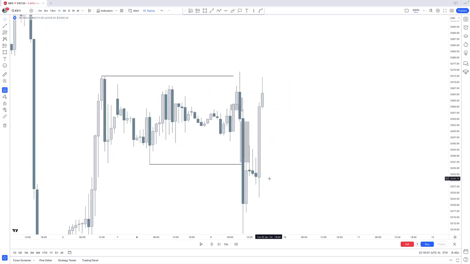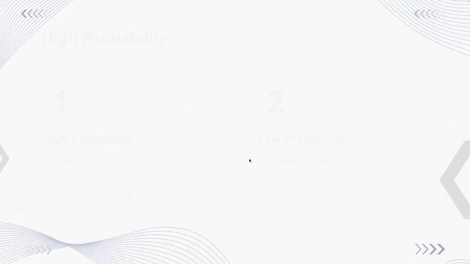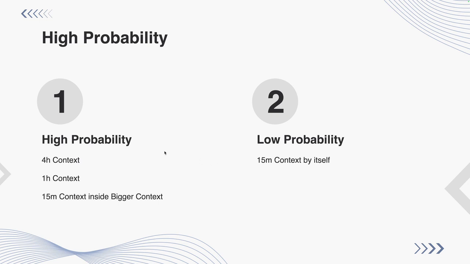Do this mainly on the 1 hour and 4 hour if you're just starting out. And eventually you're going to be able to master a certain instrument as well. Now, what we already discussed right here is again high probability. So the first thing, a high probability right there is 4 hour context, 1 hour context, 50 minutes, and again, I would argue 5 minute context inside bigger contexts are also high probability.